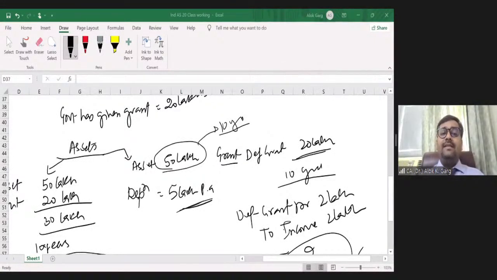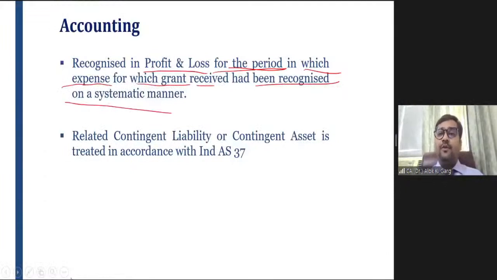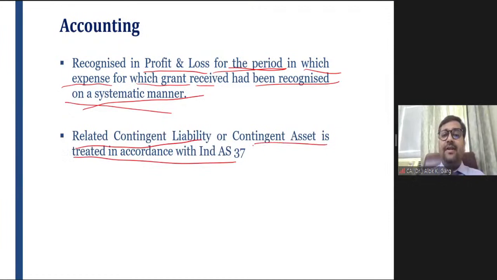So the standard says that grant is recognized in profit and loss for the period in which the expense for which the grant was received has been recognized, in a systematic manner. Related contingent liability or contingent asset is treated in accordance with Ind AS 37. Sir, today we are reasonably assured, but what happens if tomorrow we are not able to comply? So guys, that is why, till the time the company is not able to comply with the condition in full, the related contingent liability has to be shown in the notes to accounts.